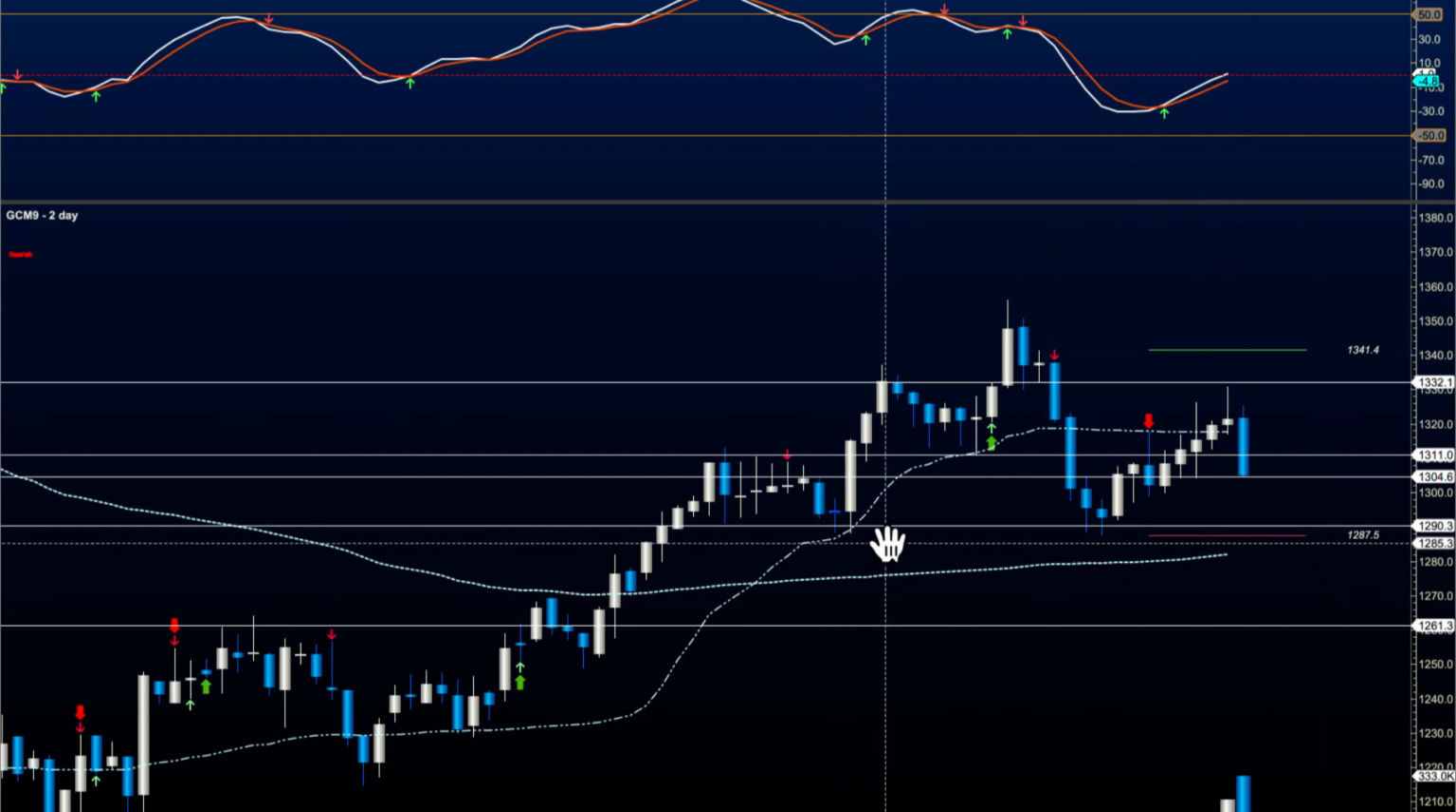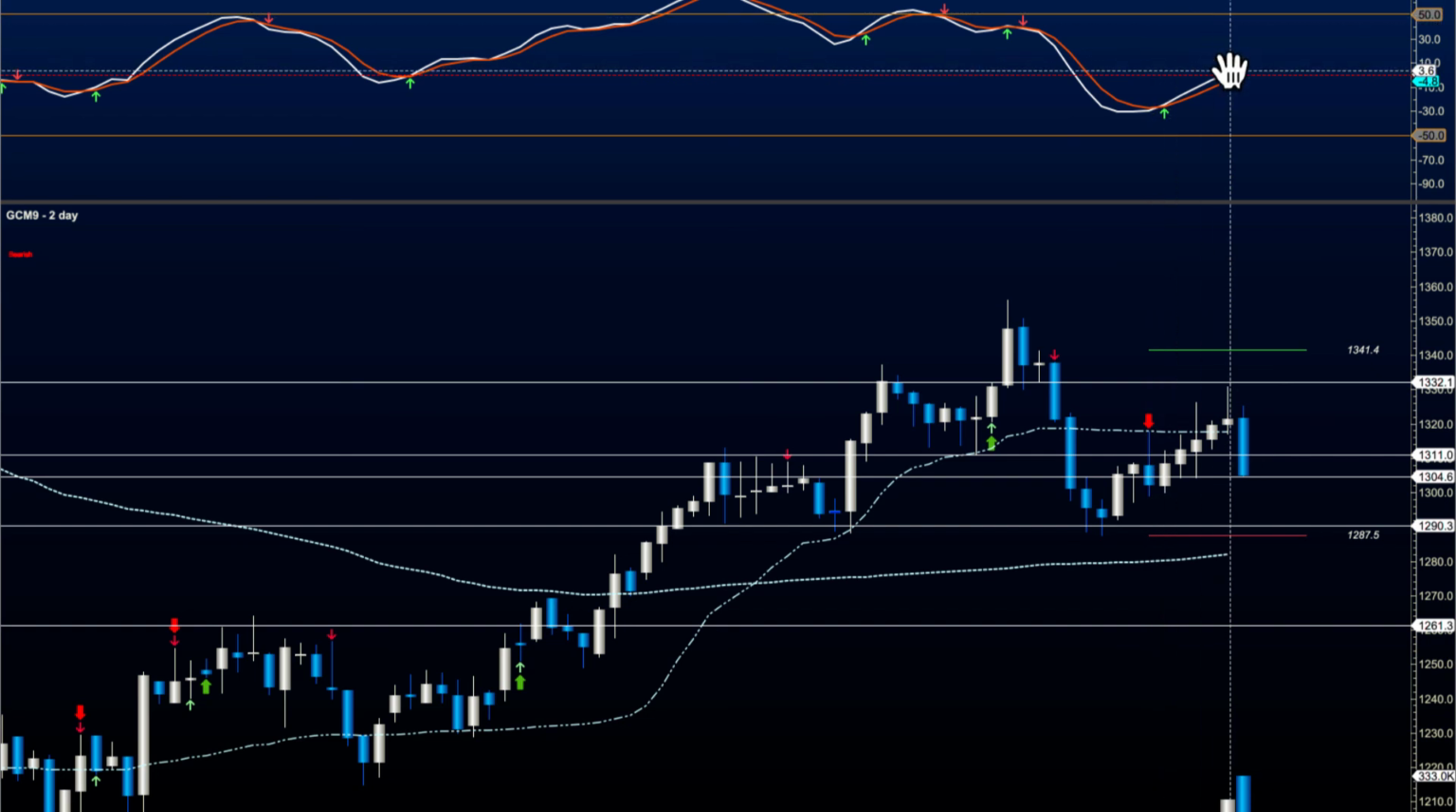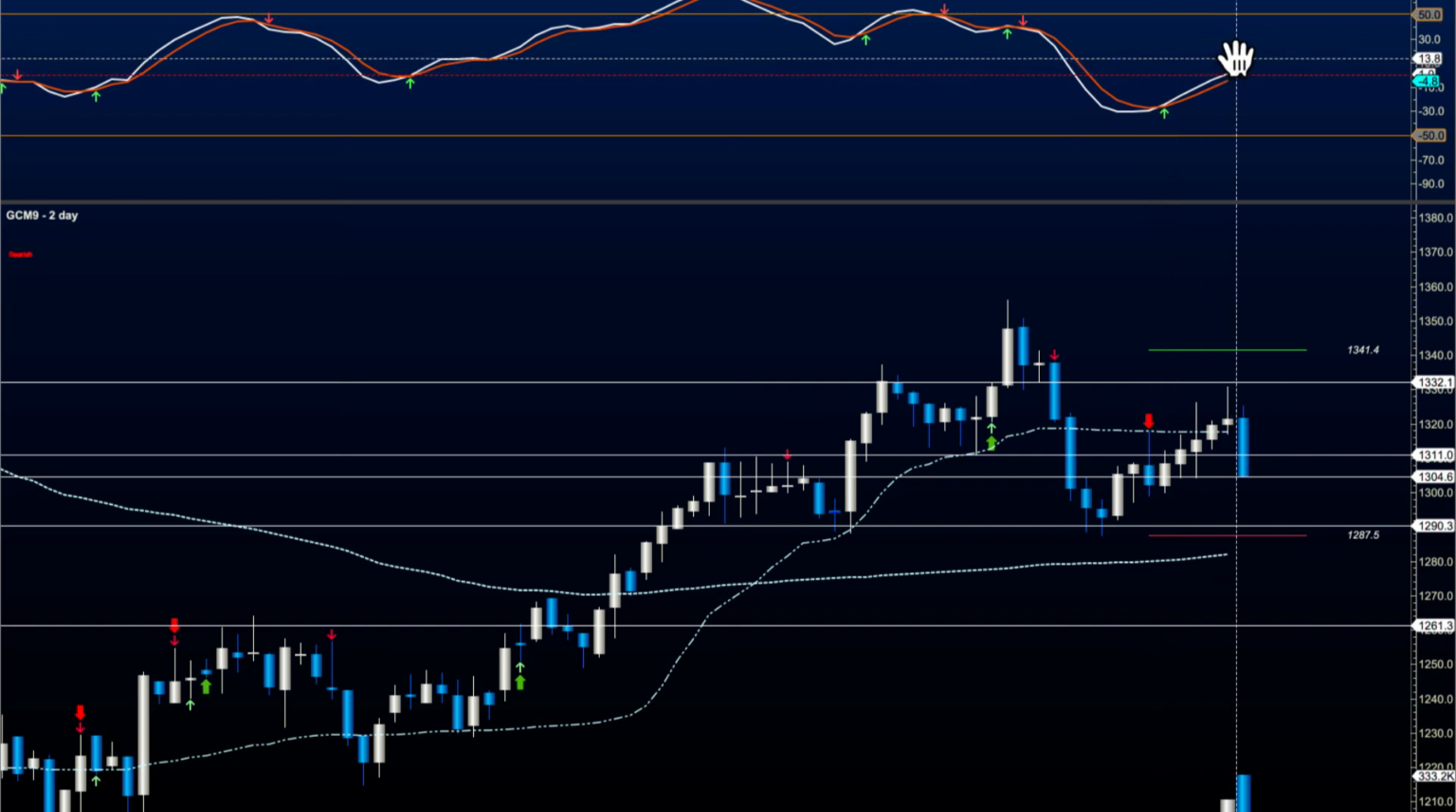If you could see the dollar right now, it's really holding its own very, very well, and that's what's going on right here. Okay? Good luck trading today.